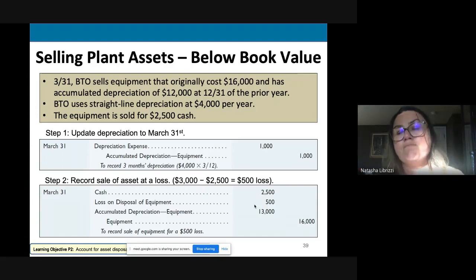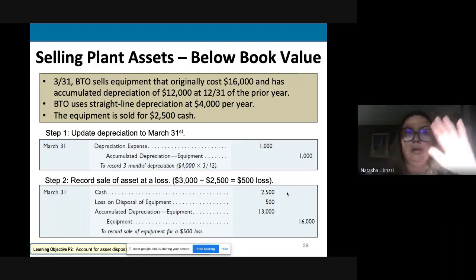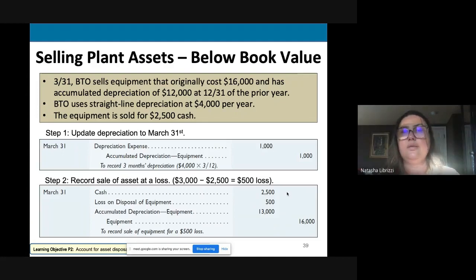So going back to the chart when we talked about if cash is less, if you look at the book value, your book value is 3,000 and you're getting 2,500. So obviously you lost $500. So that's another way of looking at it. So if cash received is less than book value, it's a loss. If cash received is more than book value, it's a gain.